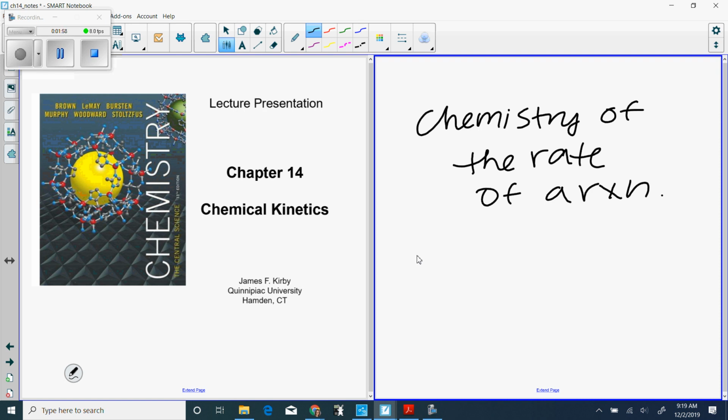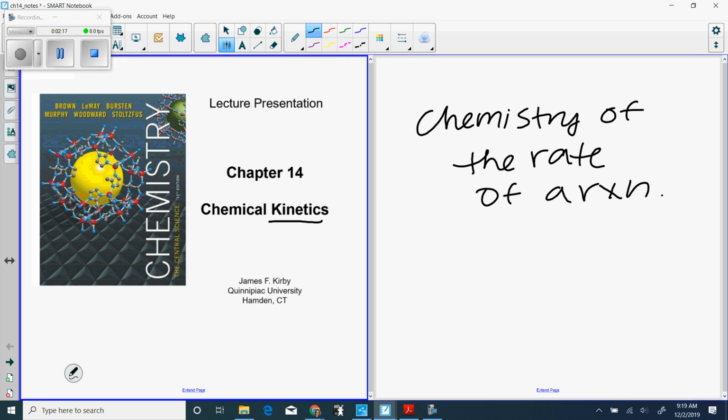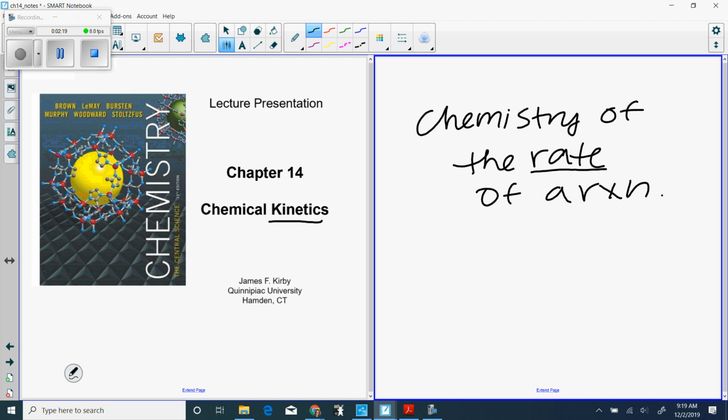And so what we'll be doing, yes, if you've taken calc, or if you're in calc, it's just going to form in your head a little bit faster. We're basically integrating a curve to get the equation for the point on the line. But the whole unit is called kinetics. Kinetics is the chemistry of the rate of a reaction.